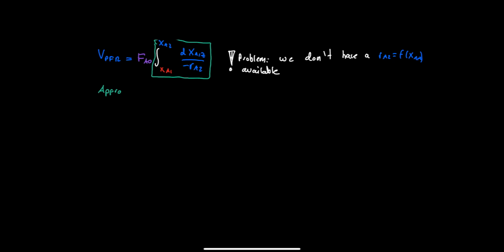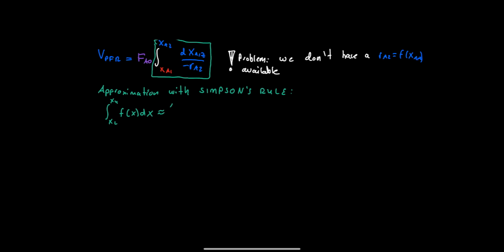So this term we can actually approximate with the Simpson's rule. So for the Simpson rule, we have an integral from a lower and an upper boundary of a function which is dependent on x times dx.